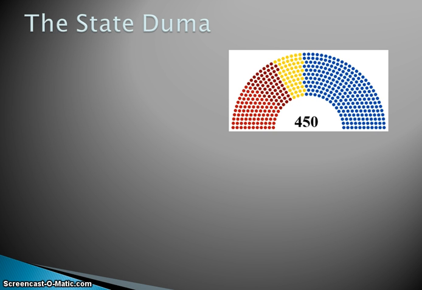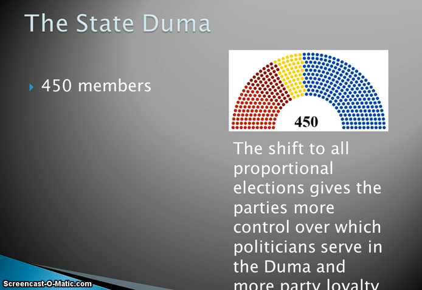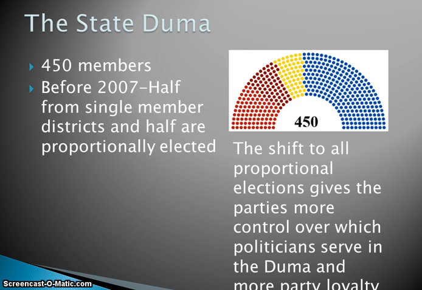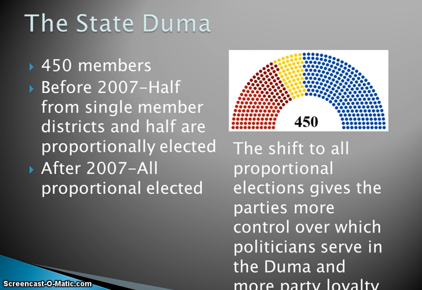Next, we move on to the State Duma. This is your lower house. It is your bigger legislature with 450 seats. Originally, it was half proportional, half single member districts, and then has been shifted to all proportional.